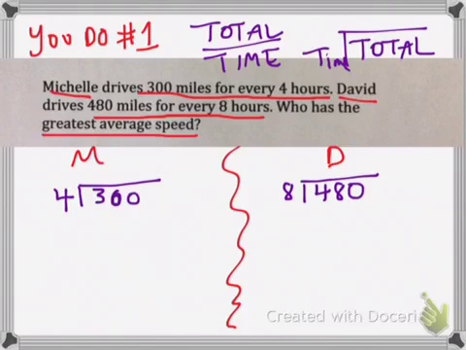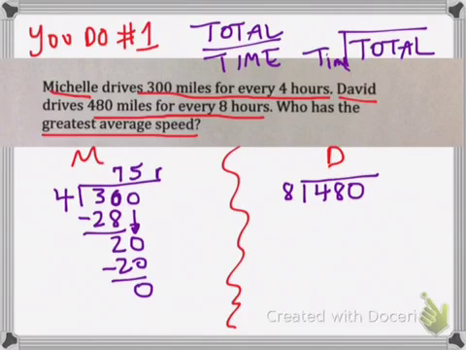For Michelle, let's start with the M. 4 cannot go into 3, but 4 can go into 30. 4 can go into 30, I know 7 whole times, so 7 times 4 is 28. And then I subtract, bring down my 0. 20 divided by 4 is 5. 5 times 4 is 20, so I have no remainder. Michelle traveled 75 miles per hour.